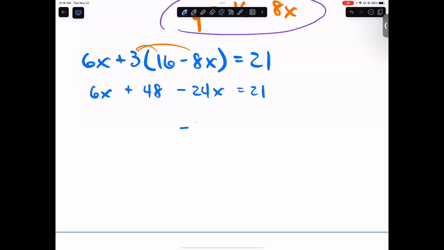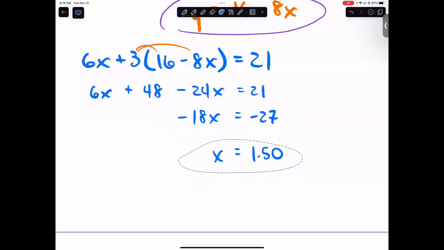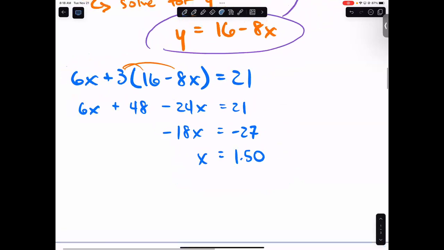Six minus 24, 21 minus 48. Thank you. And then x is 150. It's linear, so all we have to do is push stuff around and get x by itself, right? Now what?